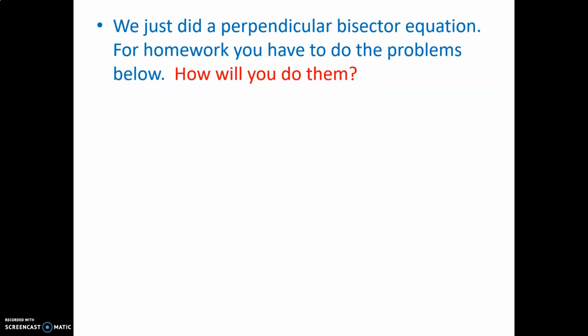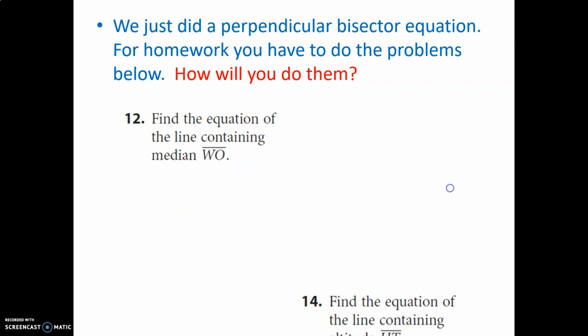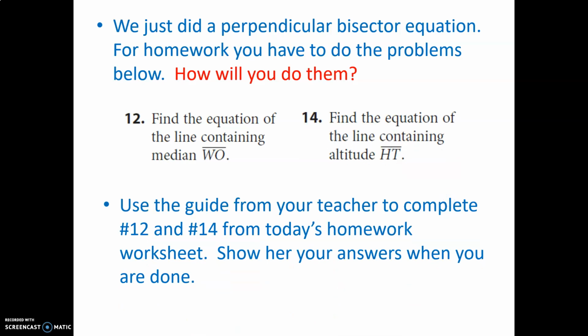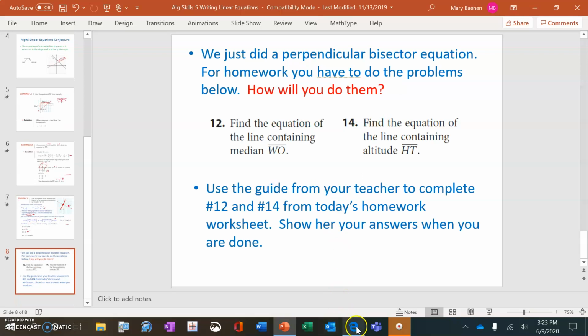So we just did the perpendicular bisector equation. For homework, you're going to have to do some problems that have to do with finding a median and finding an altitude. So I have a guide that I have typed out for you, and I have either given it to you or it is posted on the ICMH site. So I will show you where that is.